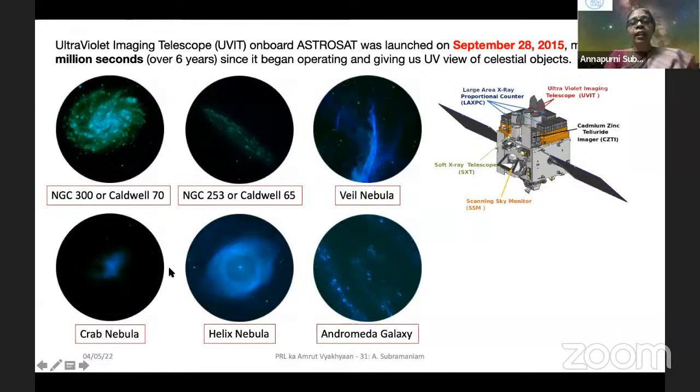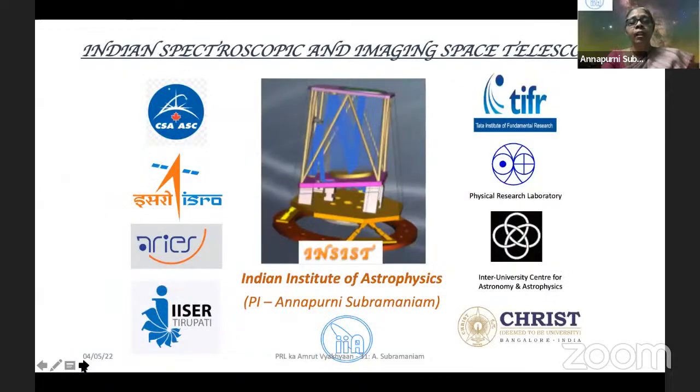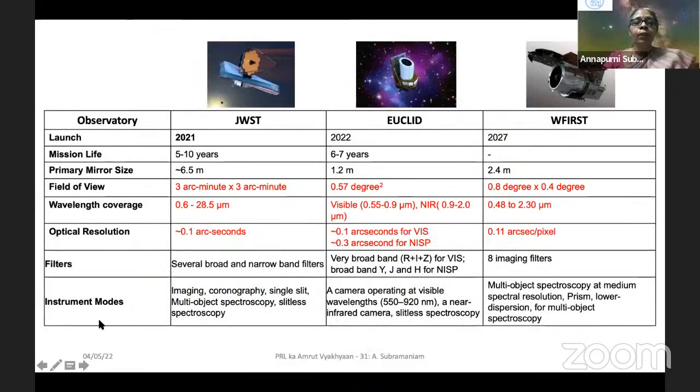So having done so much, we have launched AstroSat UVIT, and we know how to make an instrument and operate it. It's producing wonderful results over the last 6 years. So what is the way to move forward? Keeping this in mind, we proposed the Indian Spectroscopic and Imaging Space Telescope a few years back. To give you a landscape, what is in the offing?